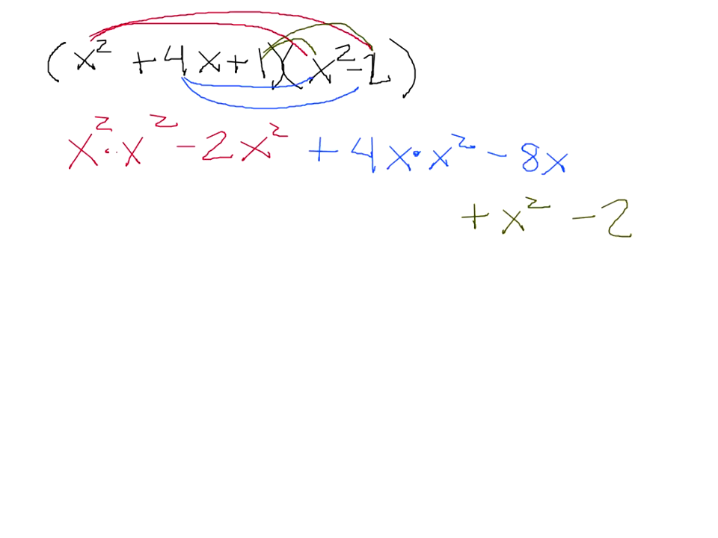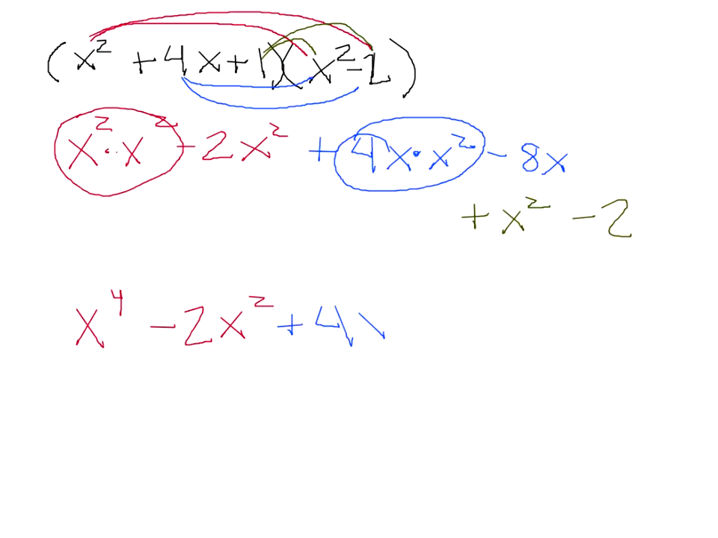All right, now I'm going to go through and simplify first. So let me go back to red. So this gives me x to the 4th. And that's not going to change, but I'm going to combine it later. This gives me 4x cubed, and then minus 8x, and plus x squared minus 2.